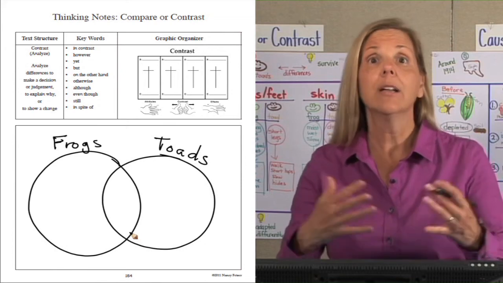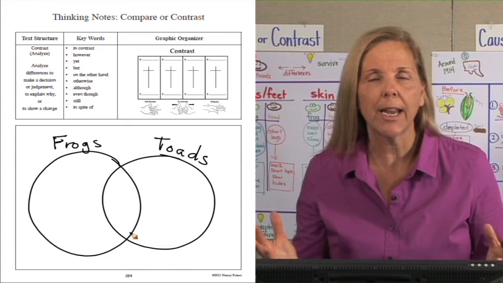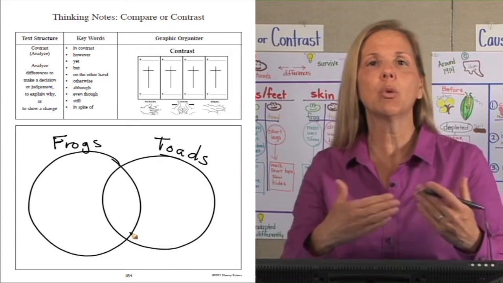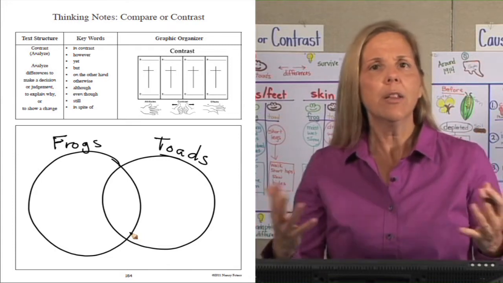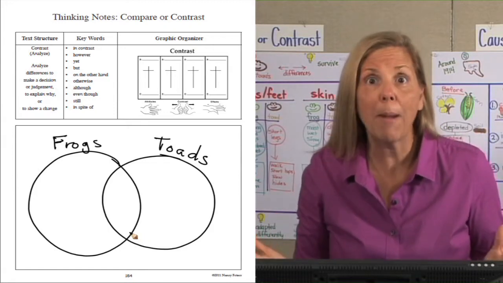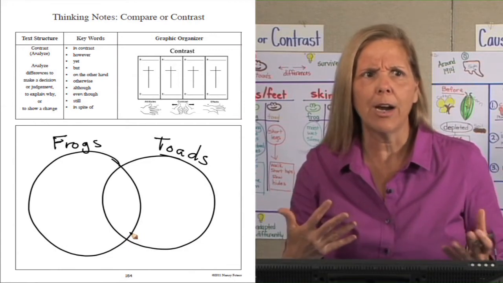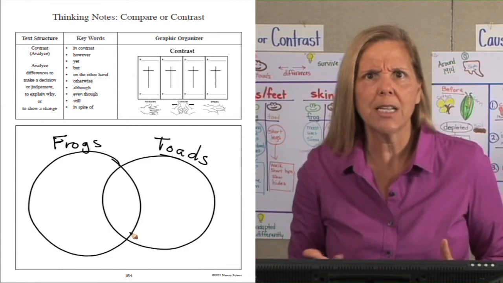At this point, the room suddenly went quiet. There was no more talking. When I asked them, tell me what's similar, what's different about frogs and toads, the kids really didn't say much. The kids just stared back at me. So I'm thinking, what am I going to do here? How am I going to get them to come up with these ideas?